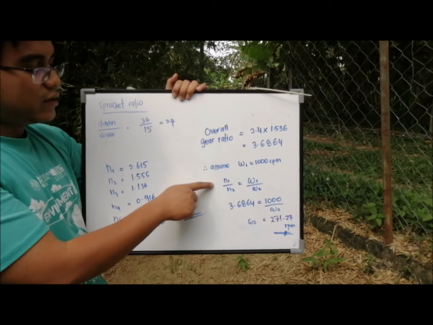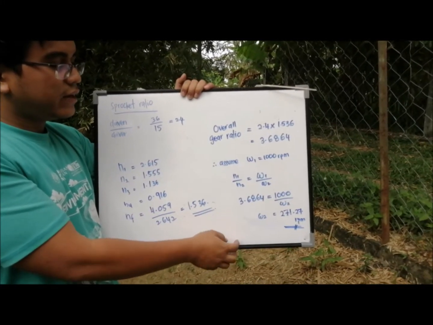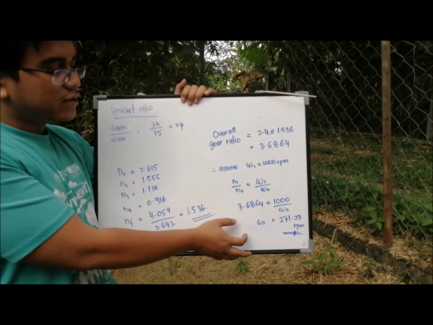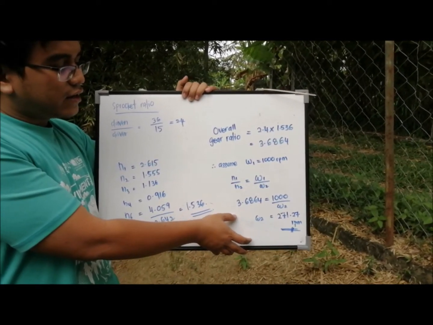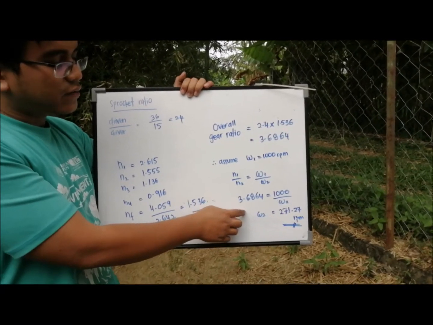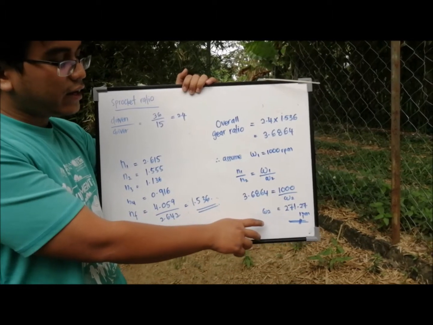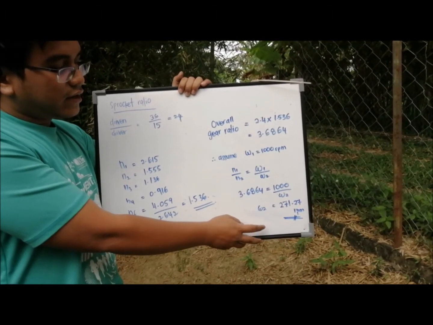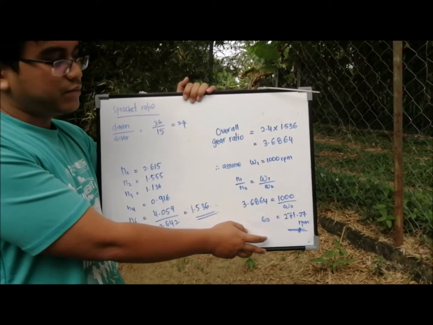Then using this formula, we can calculate the RPM produced by the engine at a certain gear ratio. So 3.6864 calculated with the 1000 RPM, we can get the current RPM as 271.27 RPM.